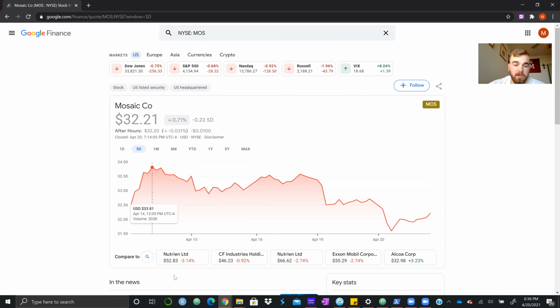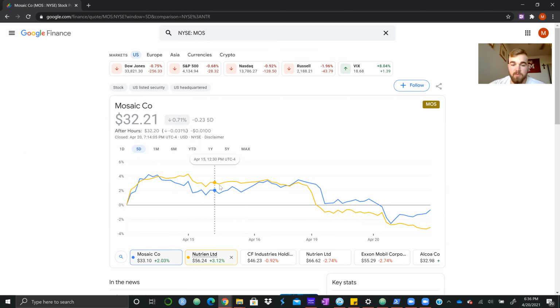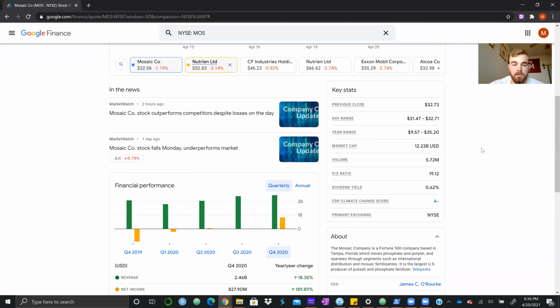And we can compare it actually really easily on Google Finance to another company. So Nutrien is another company that works in a similar space as well. They make fertilizers. So we can show them. And then now we have both of them side by side and we can see who's been outperforming who. And so that's a very interesting thing to be able to see there.